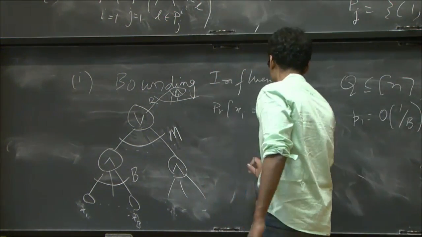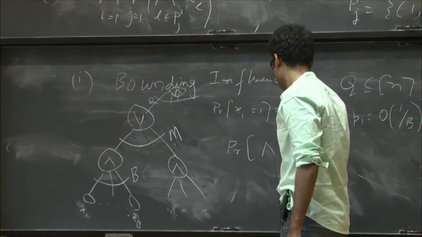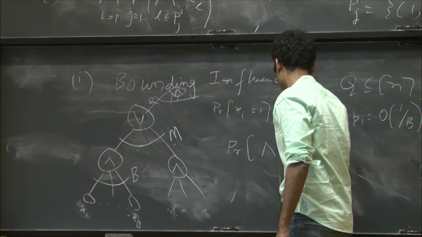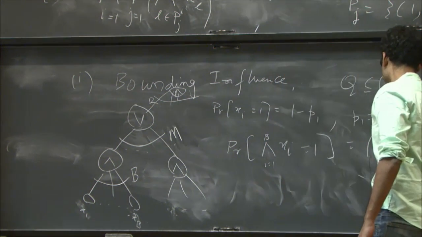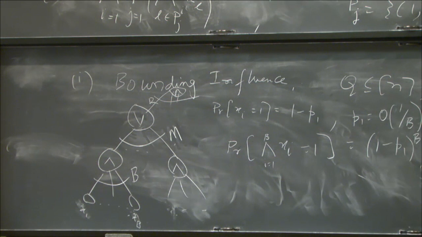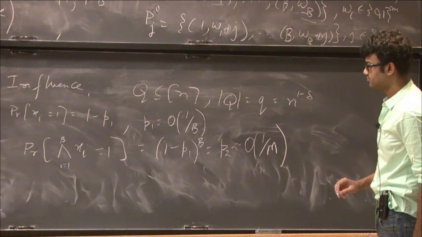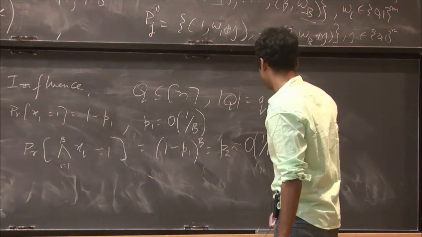So the probability that, say, one of the tribes, say xi for i from 1 through B, is equal to 1 is 1 minus p1 to the power B. Let's set this to p2, and we would want p2 to be order 1 over M. It's 1, right? Because you're just multiplying.